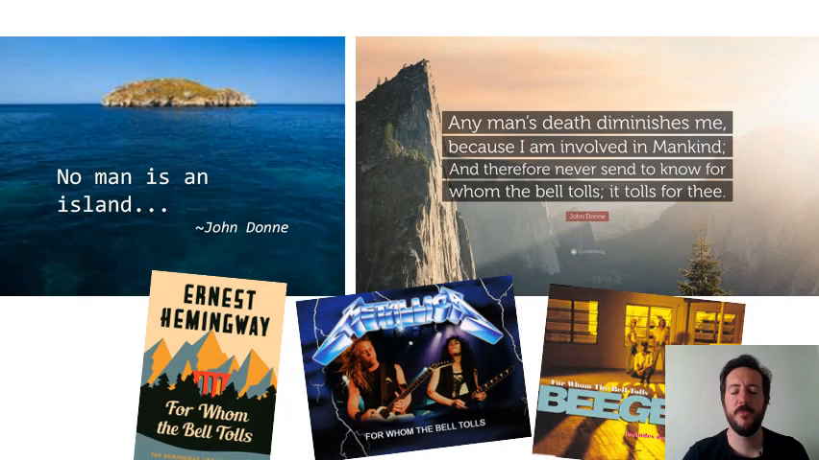So lots of lines from it have passed over into popular culture, particularly the first line, "No man is an island," which has sort of passed over into everyday speech. You've probably heard that said at some point. And then also the penultimate line, "For whom the bell tolls," has passed over into lots of different areas of popular culture, from an Ernest Hemingway novel to the Metallica and the Bee Gees. Ask your parents about those.